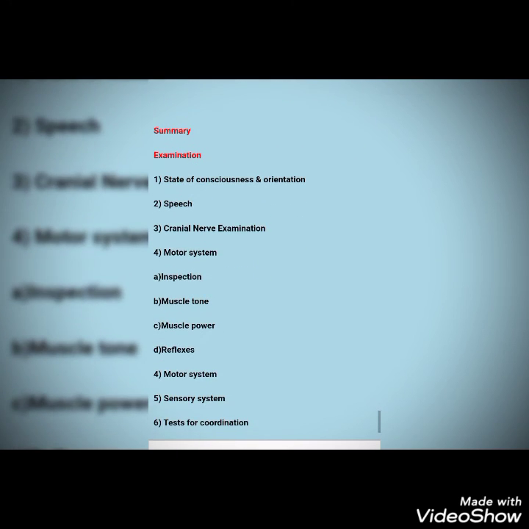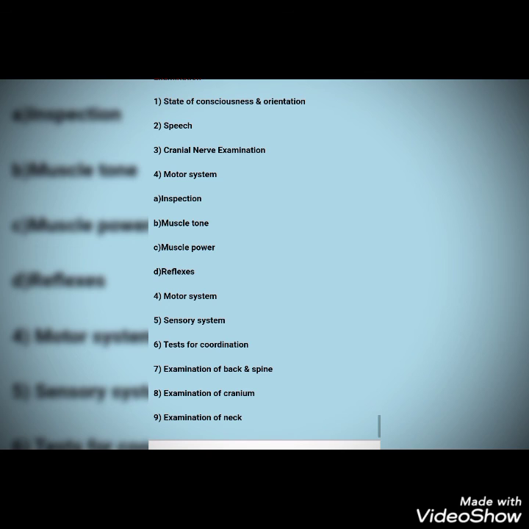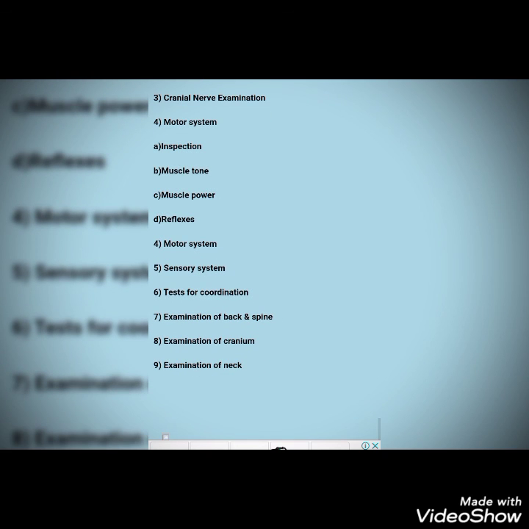Summary of examination: state of consciousness and orientation, speech, cranial nerve examination, motor system inspection, muscle tone, muscle power, reflexes, motor system, sensory system, test of coordination, examination of back and spine, examination of cranium, examination of neck.